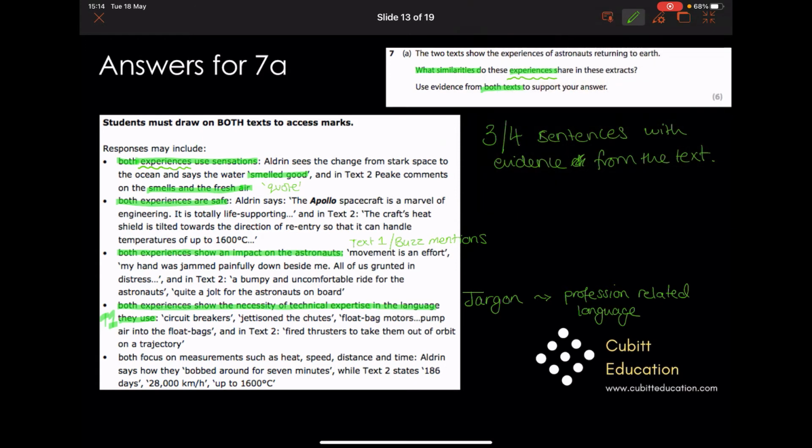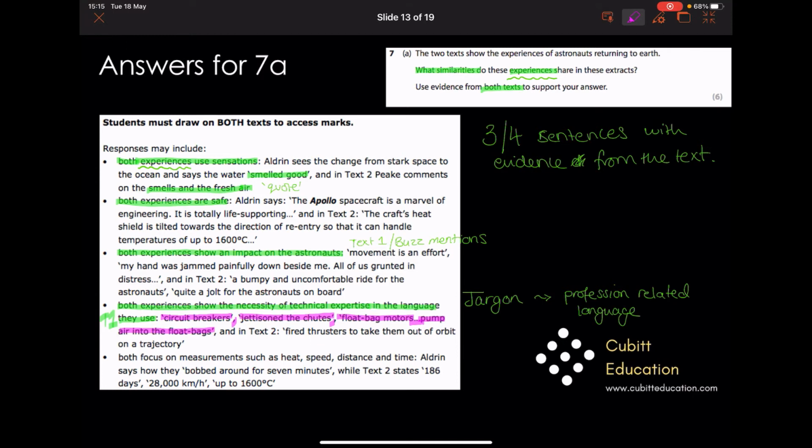Another point to mention is that if you want to use more than one quote, that's fine. Can you see here how they've done that if I do that in a different colour? They've put "circuit breakers" and they've quoted it, comma, "jettisoned the chutes", comma, "float bag motors", and then they've used these 3 dots, ellipses, because they've missed out part of the sentence. You don't have to write the whole thing. You just want to write the bits that relate to what you're talking about. So you can put little ellipses and then continue the quote, "pump air into the float bags."